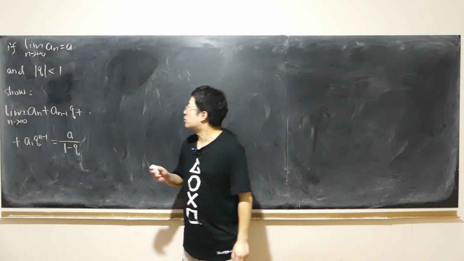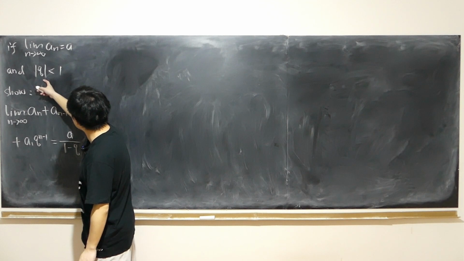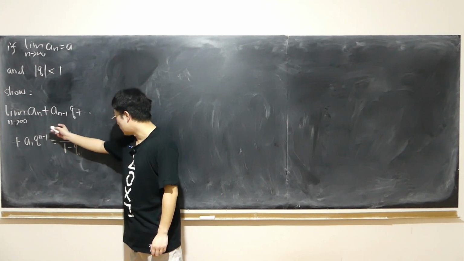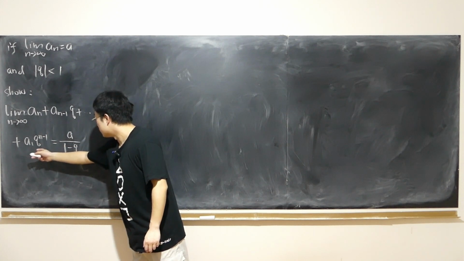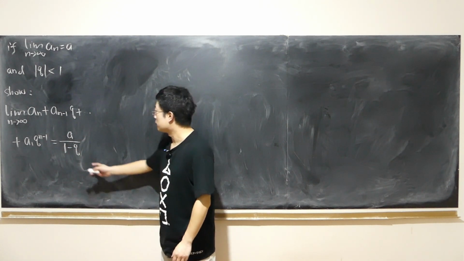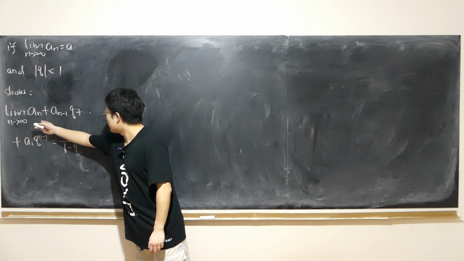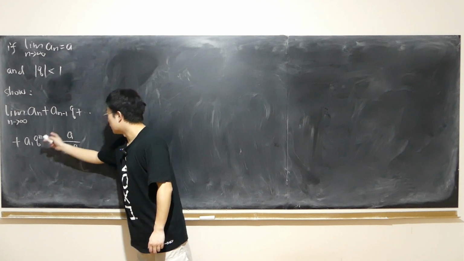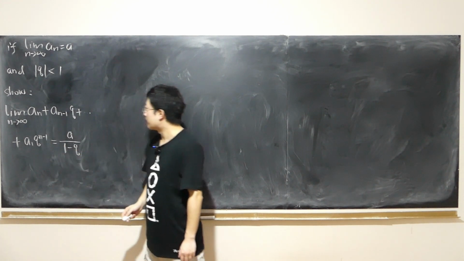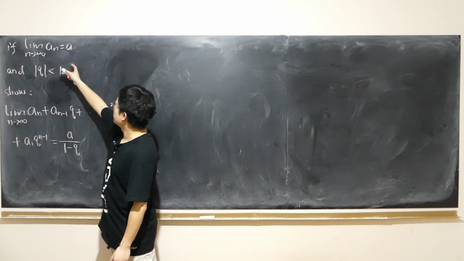If a sequence a_n is approaching A, and also the absolute value of q is less than 1, show that the limit of a_n plus a_{n-1} times q plus all the way up to a_1 times q to the power of n minus 1 equals A over 1 minus q. So the difficulty about this is that the a_n is in descending order, while the power of q is in ascending order. Right? But intuitively it should make sense, because the limit of a_n is A.